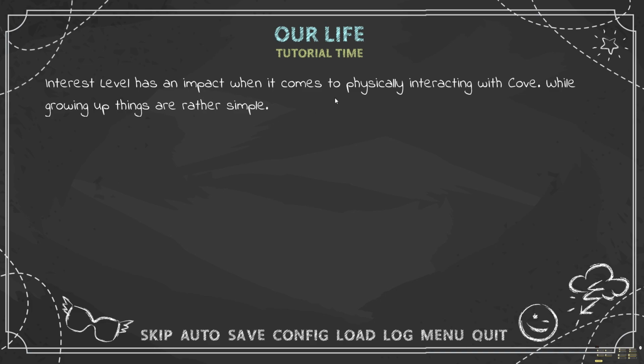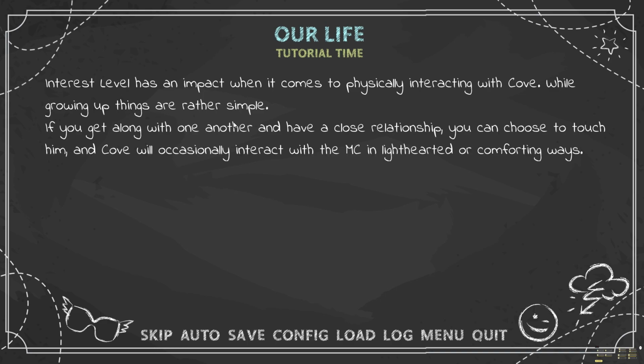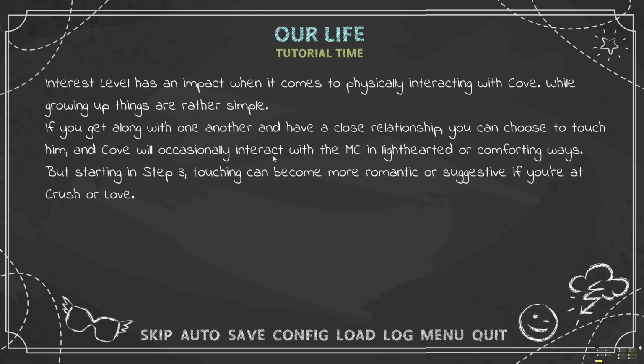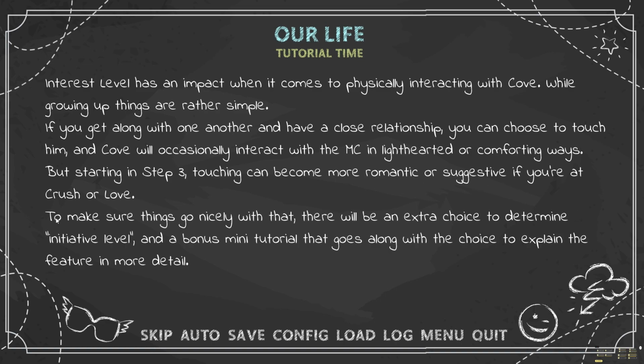Next, impact when it comes to physically interacting with Cove. While growing up, things are rather simple. If you get along with another, have a close relation, you can choose to touch him, and Cove will occasionally interact with the MC in lighthearted or comforting ways. But starting in step 3, touching can become more romantic or seductive if you're at crush or love. To make sure things go nicely with that, there is an extra choice to opt into this level.